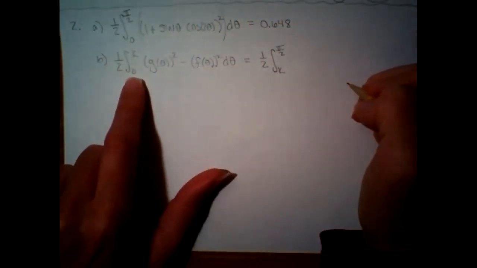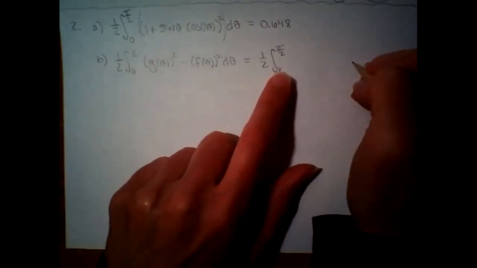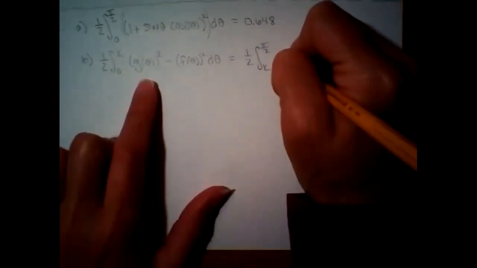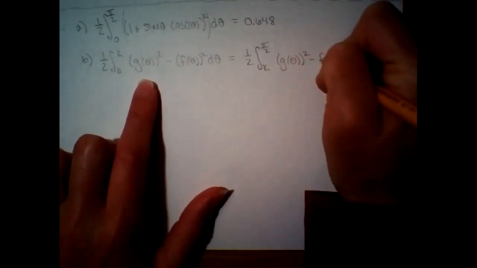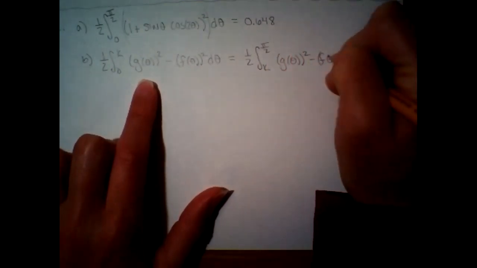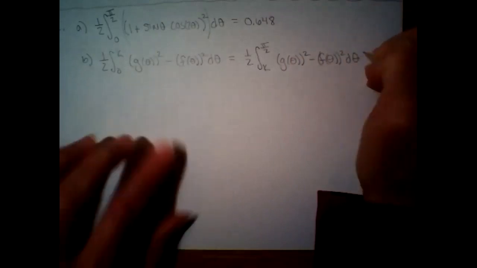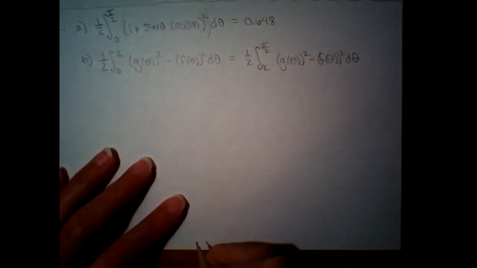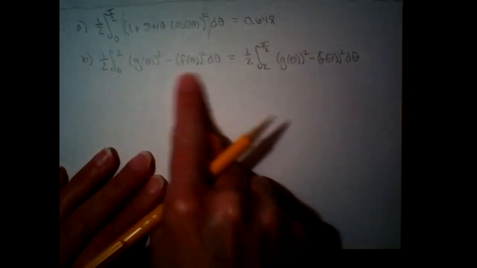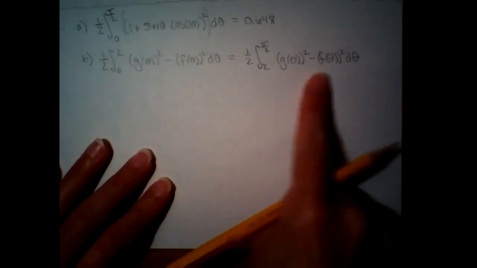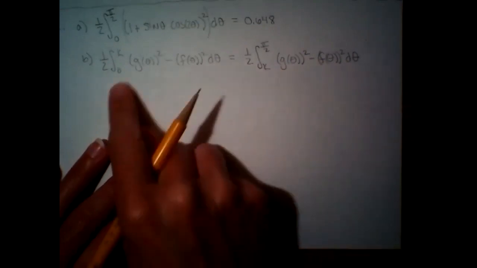So we're going to do from 0 to k and then from k to pi over 2. And the same thing is going to go in here: g of theta squared minus f of theta squared d theta. Again, it said that theta equals k splits it exactly in half. So this is the area of the first half equals the area of the second half. One of them is from 0 to k and one of them is from k to pi over 2.